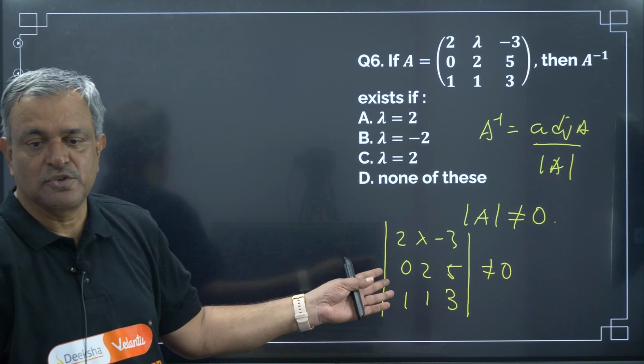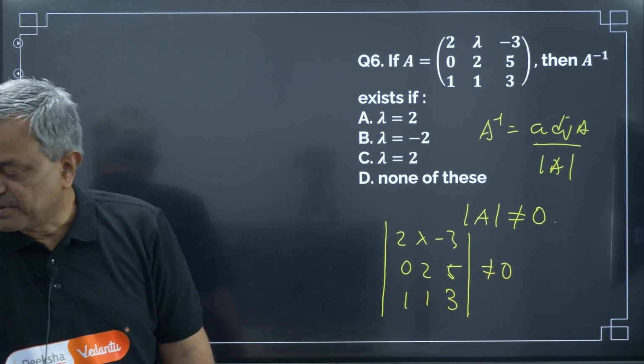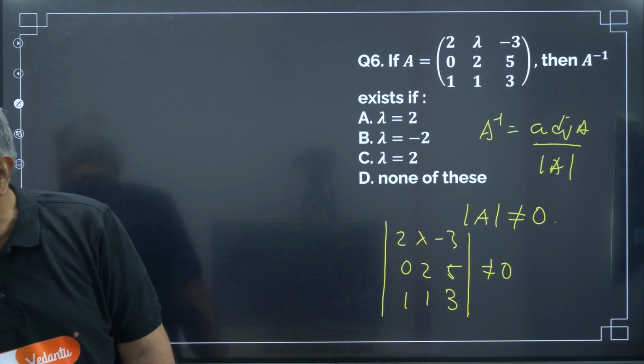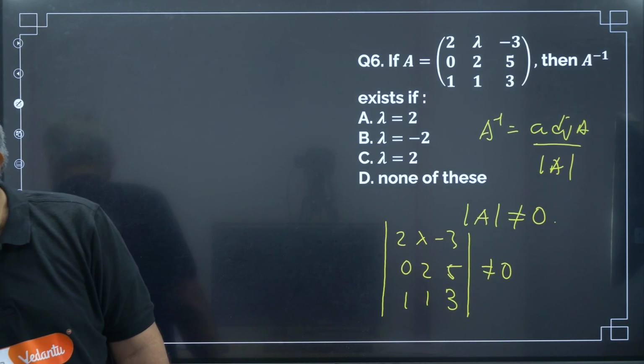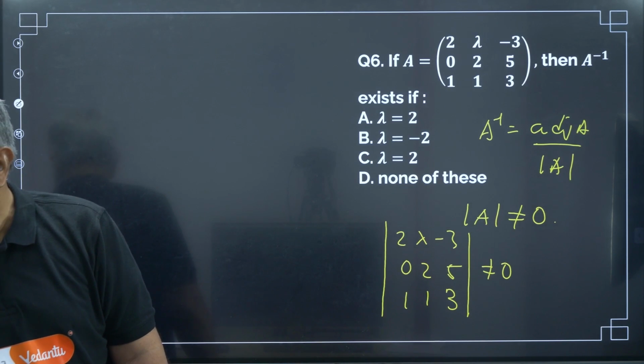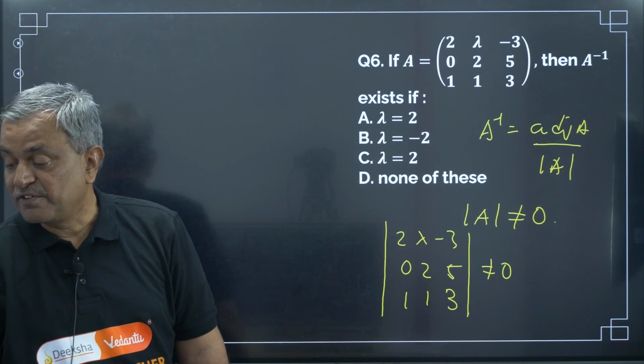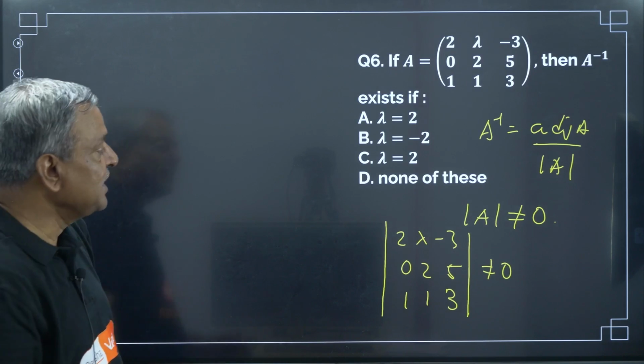By the verifications you can guess it. So check which options they have given wrong. Lambda is equal to 2 is given in the options. Let me check. So D option is correct. Det of A is not equal to 0 means lambda is not equal to minus 8 by 5. So option D, none of these.